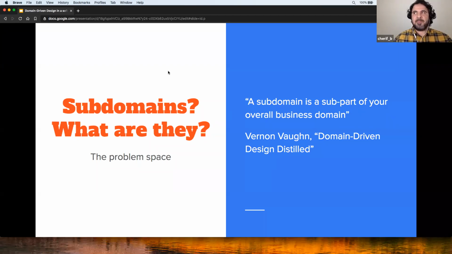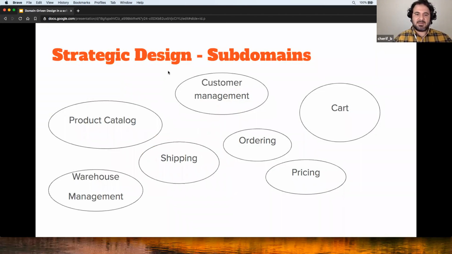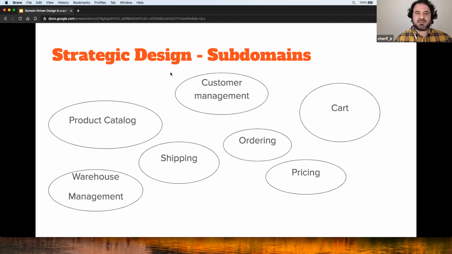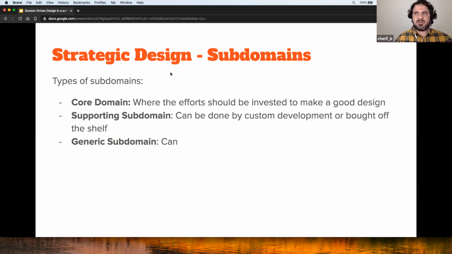For example, in an e-commerce system, which is also a classic example in domain-driven design, we can find customer management, product catalog, warehouse management, shipping, ordering, pricing, and cart subdomains. Those are the problem spaces or subdomains that we can have in an e-commerce system. And subdomains can have several types, like the core domain, supporting domain, and generic subdomain.